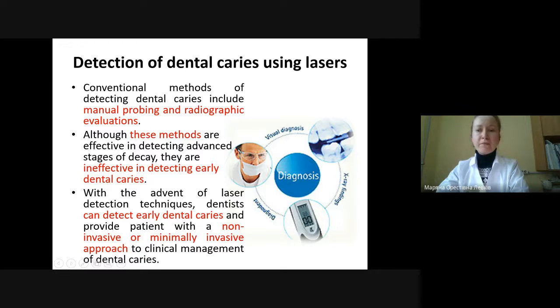Instrumental methods of caries detection. Conventional methods of detecting dental caries include manual probing and radiographic evaluation. So here I have highlighted these techniques of how to detect dental caries. But although these techniques are effective in detecting advanced stages of decay, they are ineffective in detecting early dental caries. With the advent of laser detection techniques, dentists can detect early dental caries and provide patients with a non-invasive or minimally invasive approach to clinical management of dental caries.